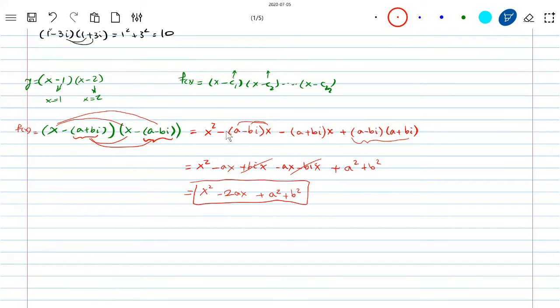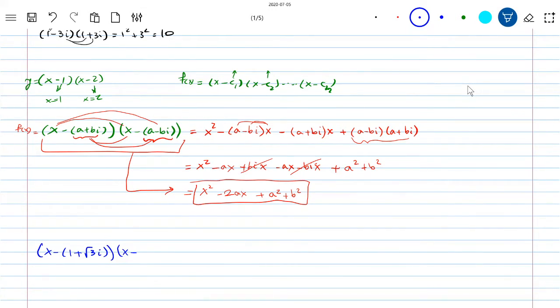And there is a shortcut. You don't need to go through this distribution. If you have these two terms multiplied by each other, simply the result is x squared minus 2ax plus a squared plus b squared. I'll show you an example. Here, for example, let's say they give you x minus 1 plus square root of 3i times x minus 1 minus, you want them to be complex conjugates of each other, 1 minus square root of 3i.